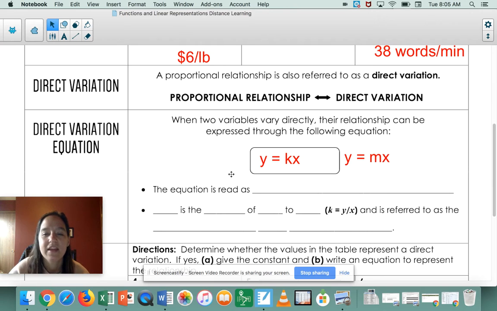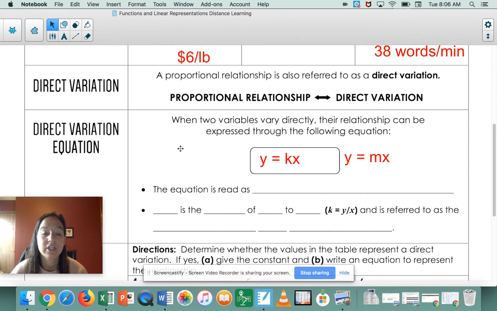Okay. Every proportional relationship will turn into a line. Just understand that every proportional relationship will turn into a line. Not every line turns into being proportional. So that's why we take a separate day to do proportional and direct variation.